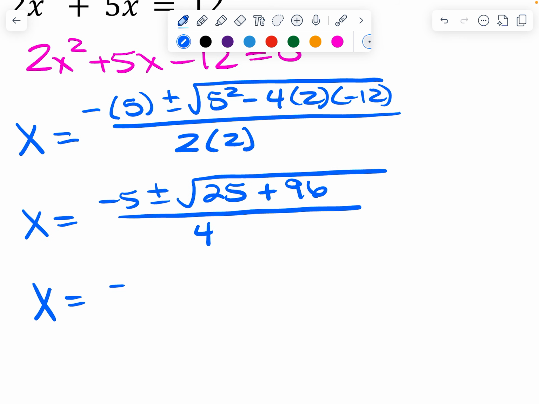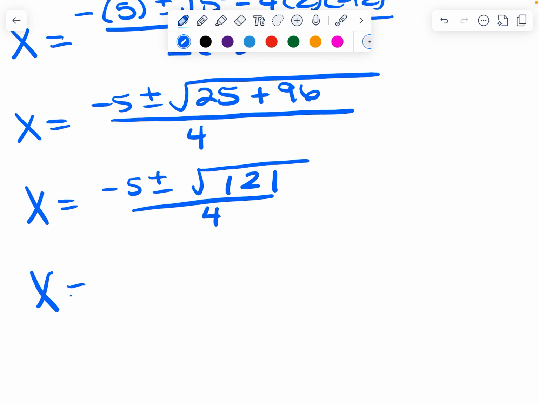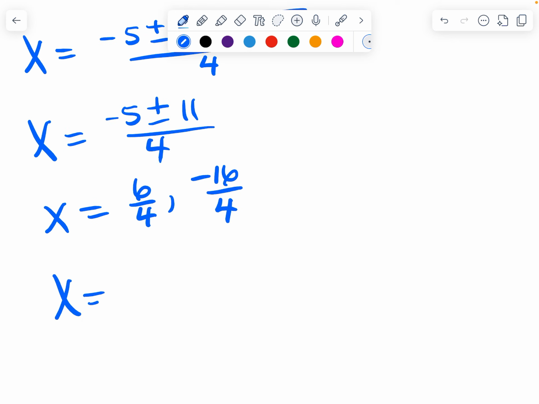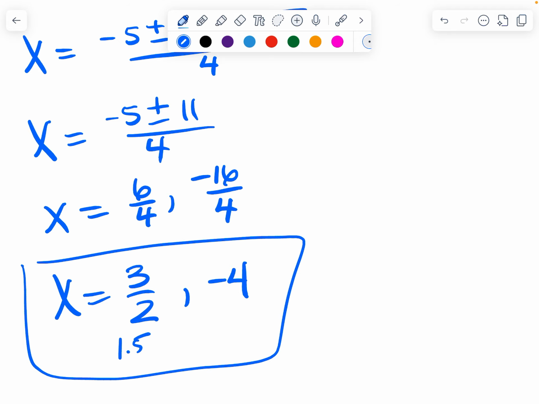So x equals negative 5 plus or minus the square root of 121 over 4. So x equals negative 5 plus or minus 11 over 4. Negative 5 plus 11 is 6 over 4. Negative 5 minus 11 is negative 16 over 4. So x equals 3/2 or negative 4. And if you wanted to write that as 1.5, you can. And those are my answers.